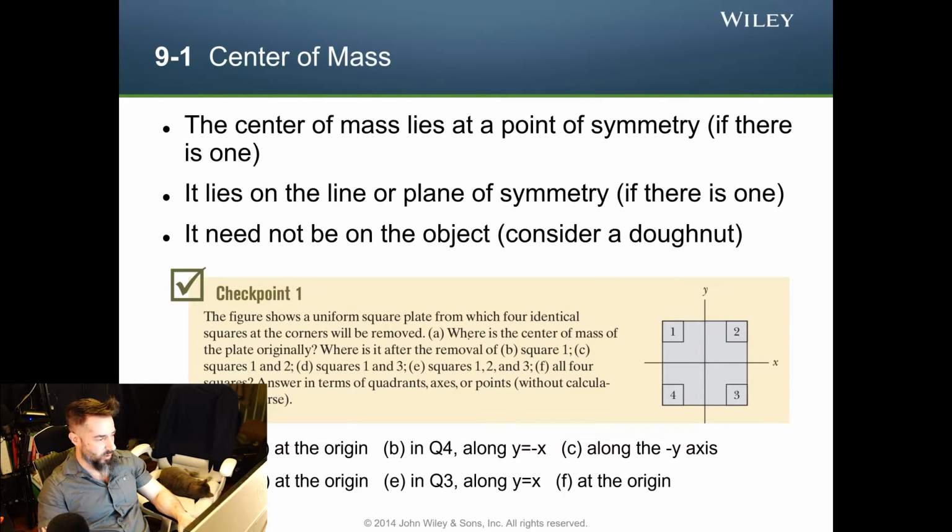So we have this checkpoint 1. The figure shows a uniform square plate from which 4 identical squares at the corners will be removed.